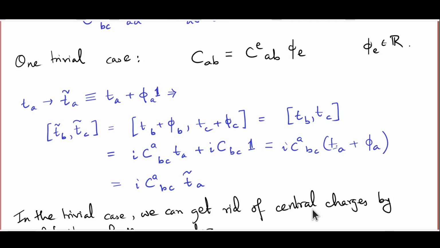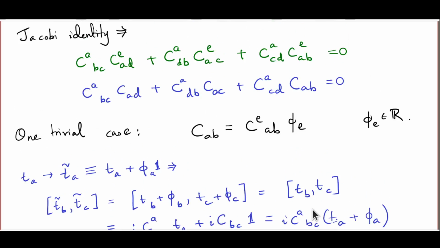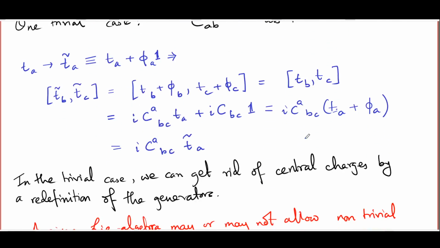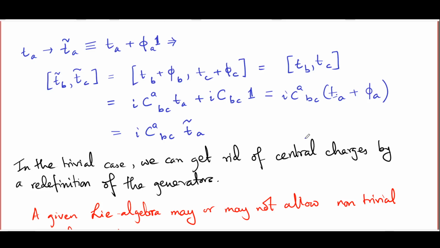All you have to do is redefine your generators by adding the constants phi_A to them. This, of course, would be valid only if C_AB, these constants, were equal to C_EAB times phi_E. Notice that this is definitely a possibility given the condition which our constants satisfy. However, this is not necessarily the only such possibility. There could, of course, be other two-index constants which would not be possible to write down in terms of the structure constants in this manner.